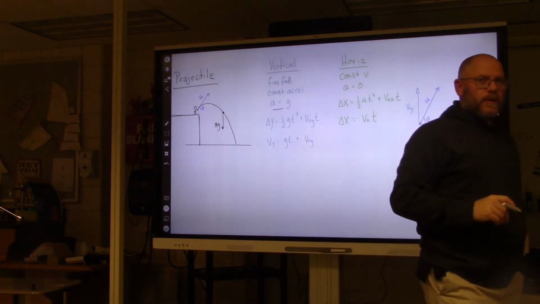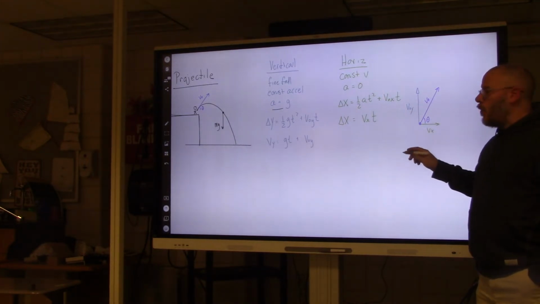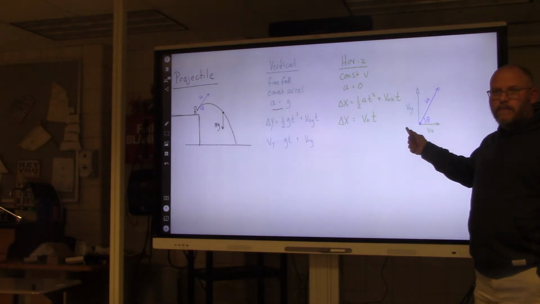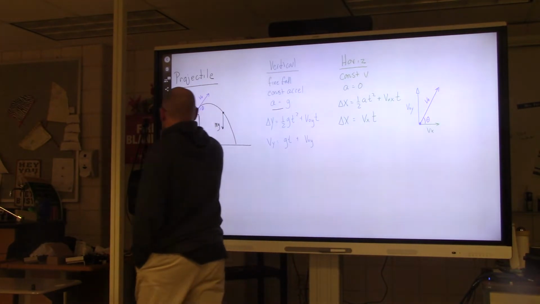So what you have here is, when you draw it this way, where your angle is made with the horizontal, you can use a simple trig expression to write these two things.